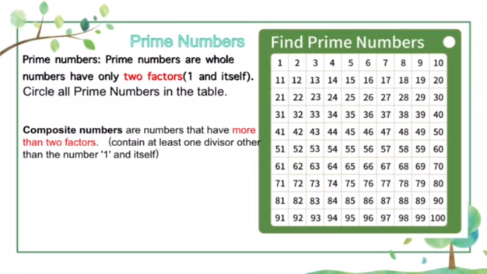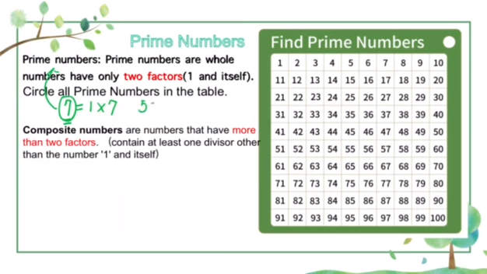Let me give you an example, like 7. 7 equals 1 times 7, right? Can you find any other integers that you multiply to get 7? I don't think so, right? So you need to remember these 2 factors should be integers greater than 0. For 7, this number only has 1 and itself. 7 is a prime number.